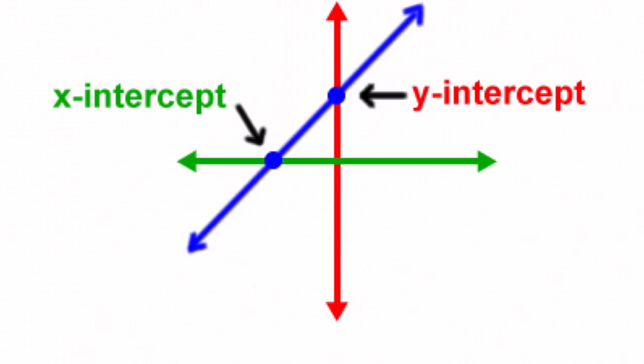The next thing we have to understand is intercepts. So we have the x-intercept and the y-intercept, and it's basically where your line crosses the x-axis, which in this case is the green line, and when your line crosses the y-axis, which in this case is the red line. When you find the coordinate of the x-intercept, it's always a number and 0. And when you find the coordinate of the y-intercept, it's always 0 and a number.